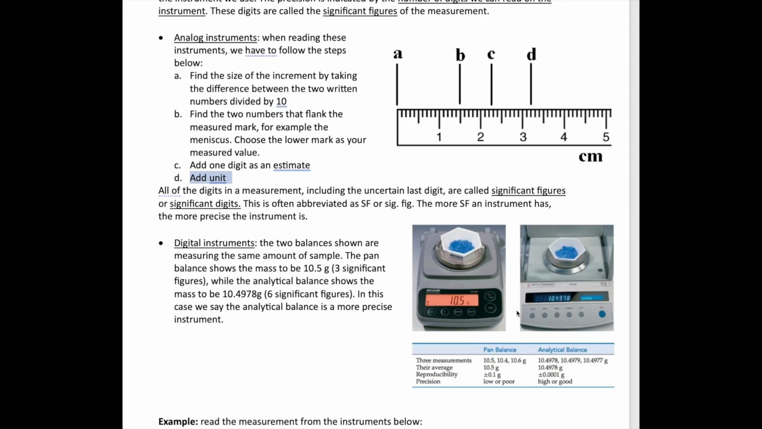I said that in these two balances, the one that has more significant figures, that one is the more precise instrument. It just gives you more digits, which means more information. You know the mass of the sample to a higher precision. As a result of that, it's really important to know how to count the number of significant figures. In examples like this, I just counted all the digits that I have. 3 digits here, there's 3 significant figures. 6 different digits there, that's 6 significant figures.